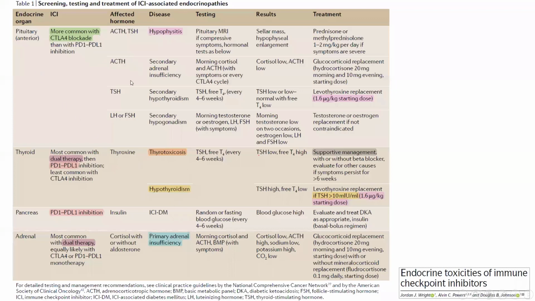But in the case of central hypothyroidism, we should treat with levothyroxine if T4 is low, at a dosage of 1.6 microgram per kilogram as a starting dose. And don't forget that in central hypothyroidism, we should follow up our patient every 3 to 4 weeks with TSH.